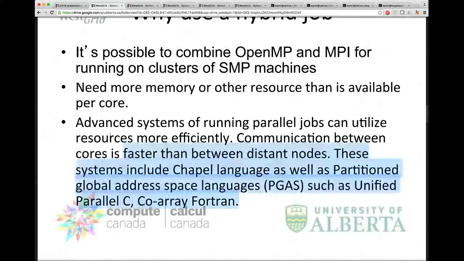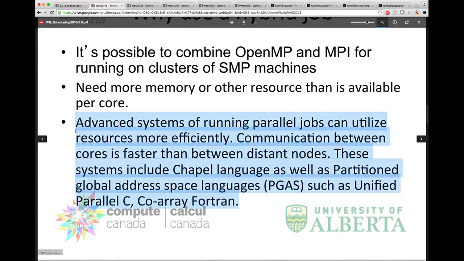Also, and this is really advanced, there are advanced systems of running parallel jobs that can utilize resources more efficiently, since communication between cores is faster than between distant nodes. These systems include the Chapel language as well as partitioned global address space languages, such as Unified Parallel C and Coarray Fortran. So if your simulation is written in one of those languages, you will often be trying to run one of these advanced hybrid type jobs with this advanced parallel system.